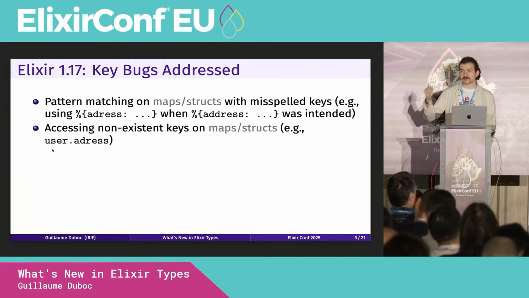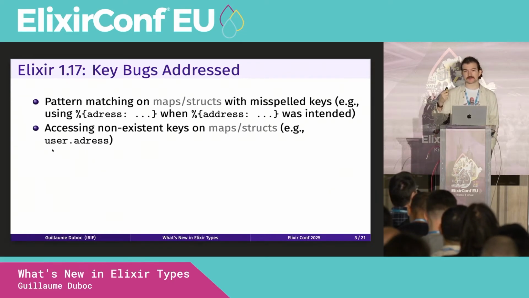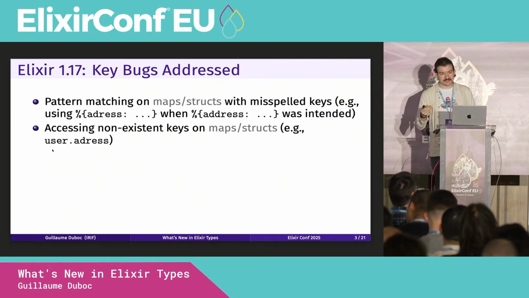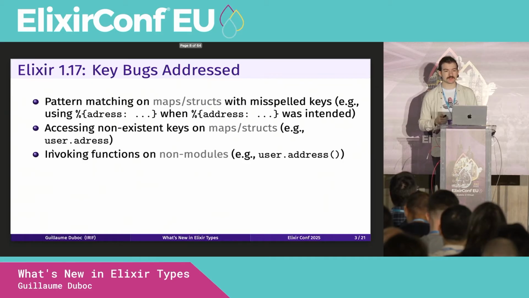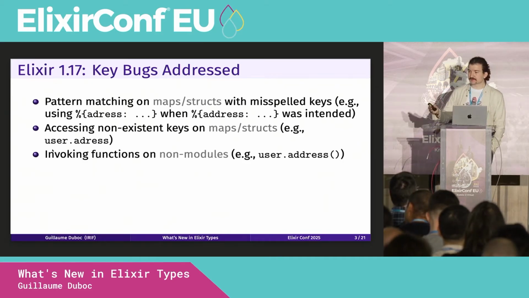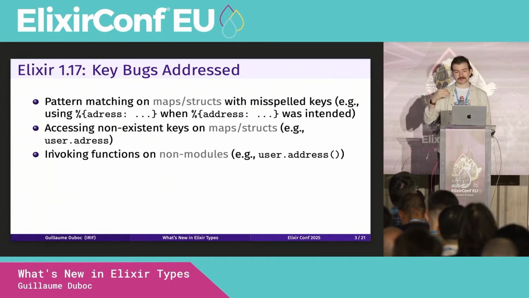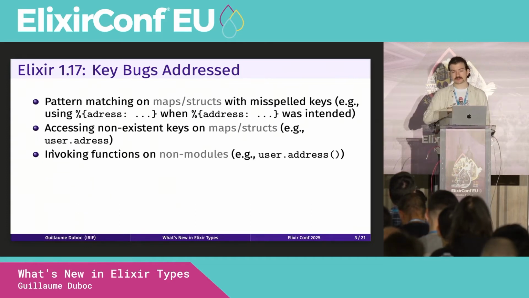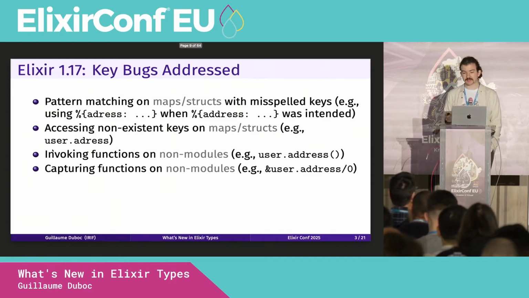Similarly, because we know the type of user going around, the type system allows us to ask the question: does this key exist? So that makes us able to find if user address is going to succeed or not. Because we know that modules have to be atoms, we can also check if user is never an atom, then this function call on it will never succeed.